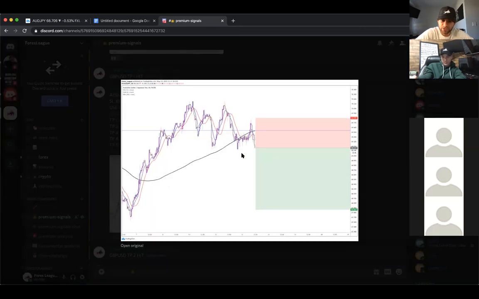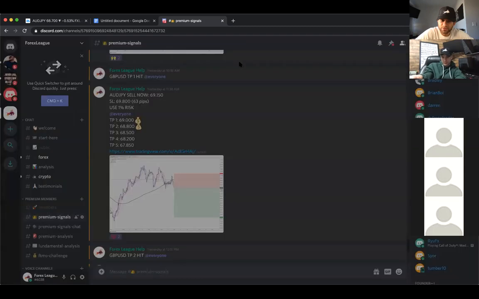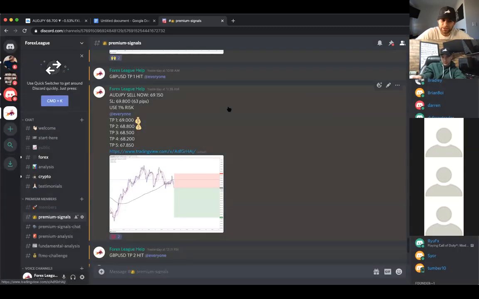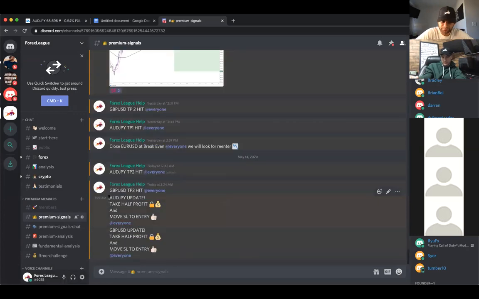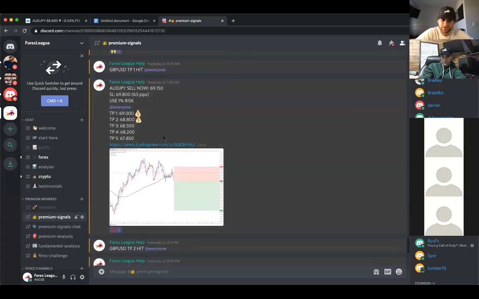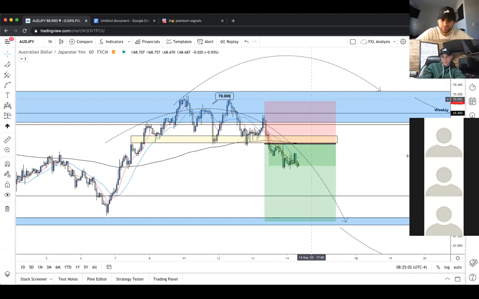So we'll continue to maintain the trade near these TP levels as we get closer. It's the end of the week, so we don't want to really maintain this through the weekend. So I've already advised to move stops to entry, take half profit and everything. So yeah, we're going to continue to maintain this trade through tonight. We should probably get some more movement with this.